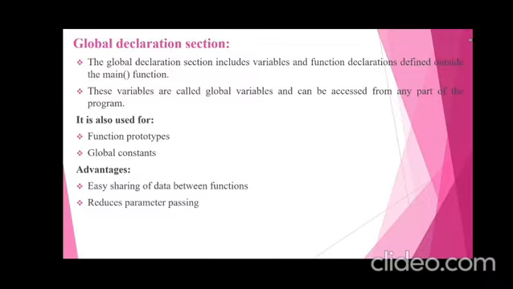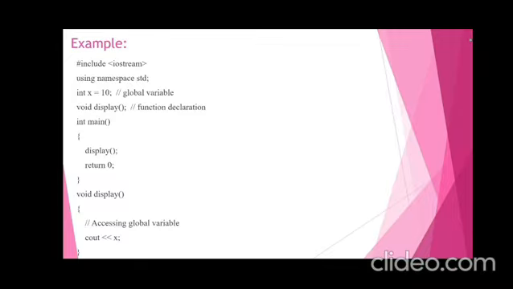And now consider this example. In this example, #include <iostream> is used to include the input-output library, and using namespace std allows us to use standard functions like cout without the scope resolution operator prefix. The variable int x = 10 is declared outside the main function, making it a global variable that can be accessed from any part of the program.